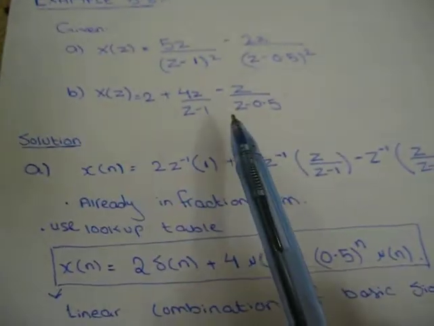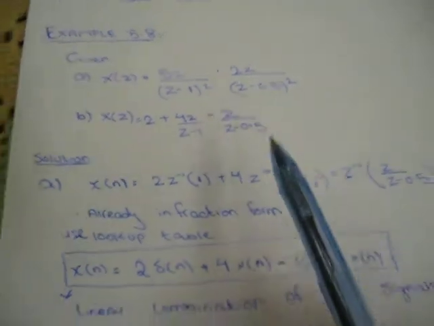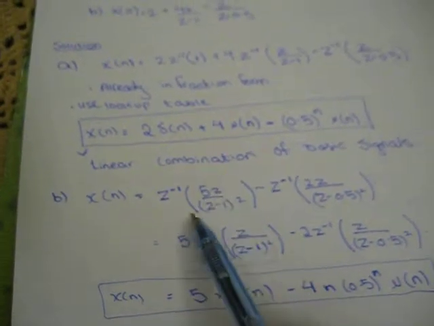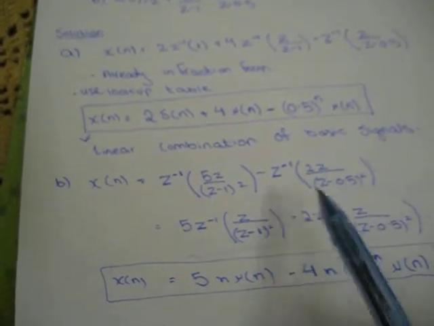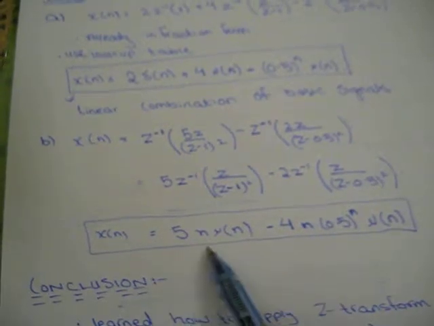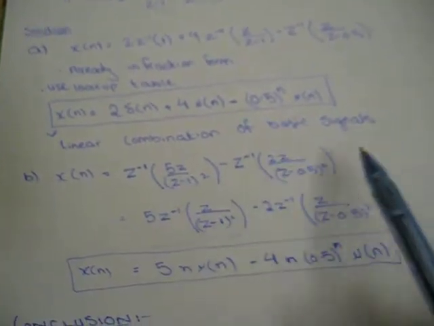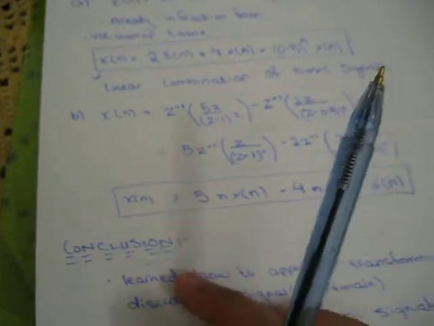Now similarly part B can be solved. This one, we applied Z inverse to each and every term, and we got x of n, which was again a linear combination of basic signals. Now what can we conclude?